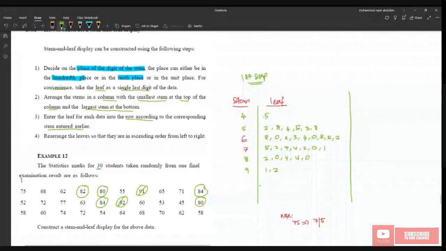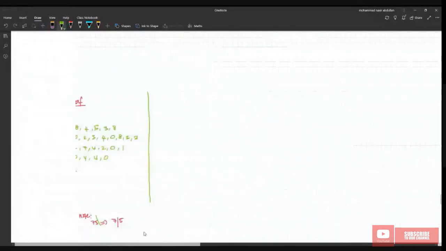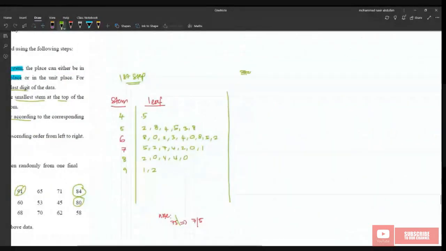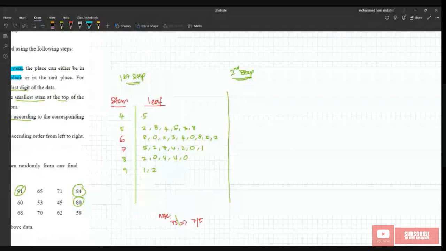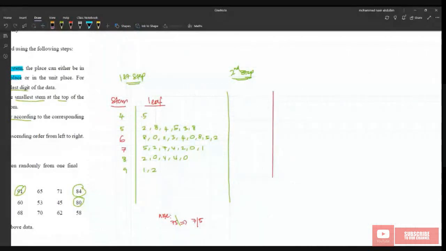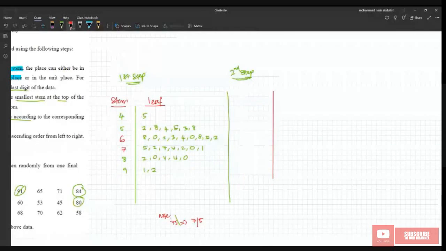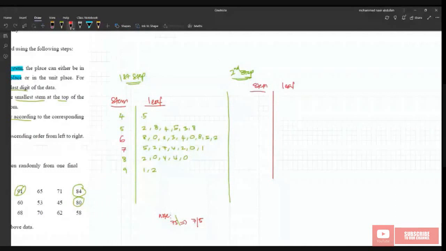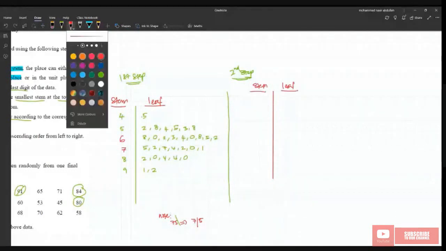So for the second step, right? For the second step, we're going to arrange the data from the smallest value to the largest value. So again, this is going to be your stem. This is your leaf, right? So let me use another color.